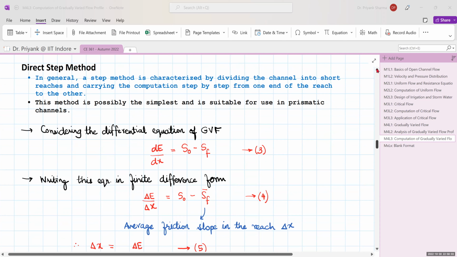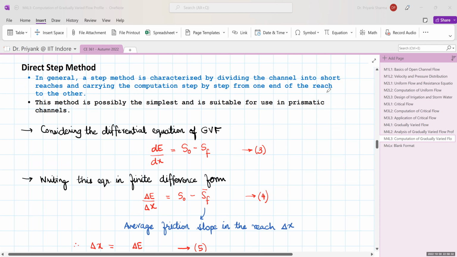In a step method, you divide the entire channel into small reaches and you carry out the computation for each step. So step by step the computations will progress. So that is a step method, that's where the name is derived. This method is very simple, and it is only applicable to prismatic channels. Remember, direct step is only applicable to prismatic channels.